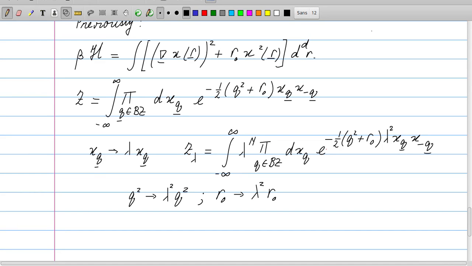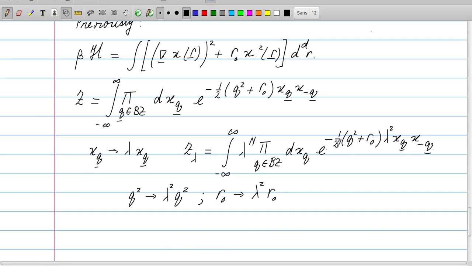So we see that although the Hamiltonian still describes the same system, it has renormalized parameters, it has rescaled parameters. The q squared is replaced by lambda squared times q squared, and r_0 by lambda squared r_0. But the Hamiltonian is essentially the same. And therefore we can always choose a lambda such that the prefactor of this q squared is 1/2 or minus 1/2 if you want.